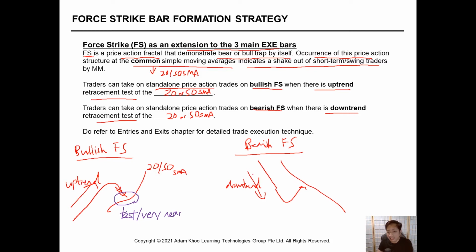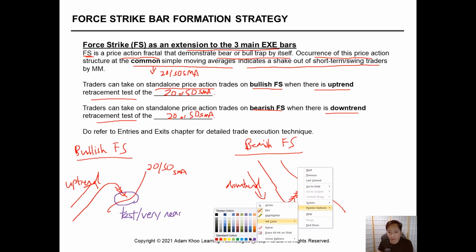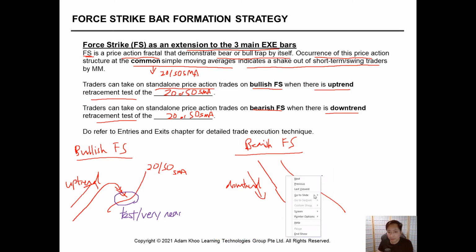Okay, it must be a clear downtrend and then there's a retracement, meaning going up against the general downside price movement, right? And then you are looking at a bearish FS forming near the 20 or 50 SMA as well. Okay, and then you enter this short trade, so that you can get in right before the price goes lower, and you can get in for the bullish FS before the price goes up higher.